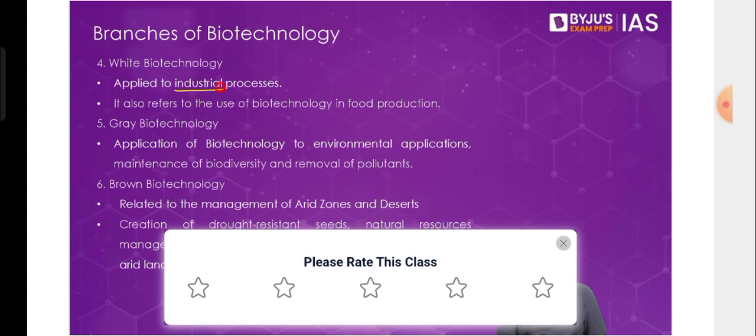Similarly, we have gray biotechnology related to environmental applications. Wherever we are using it in cleaning the environment, in cleaning pollution, we'll be calling it gray biotechnology. Then we have brown biotechnology related to the deserts. Anything related to, for example, growing crops in arid areas or with limited supply of water, we'll be calling it brown biotechnology.